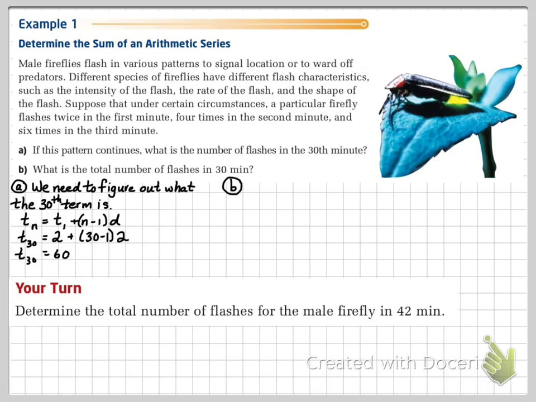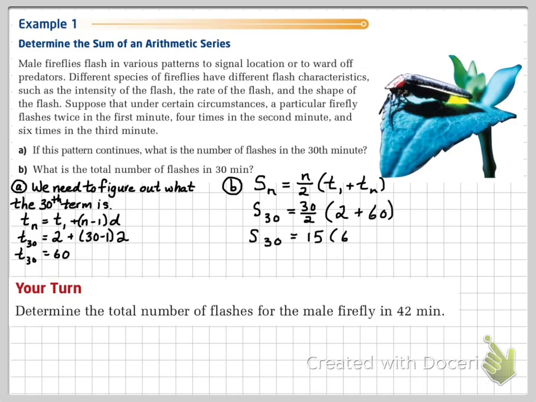Now we can take our equation, Sn is equal to n divided by 2 times T1 plus Tn, first term plus the last term. We know the first term, we know the last term, so S30 is going to be 30 divided by 2 times 2 plus 60. And that's simply going to be 15 times 62, or 930 flashes in the first 30 minutes. You can do your turn on your own.